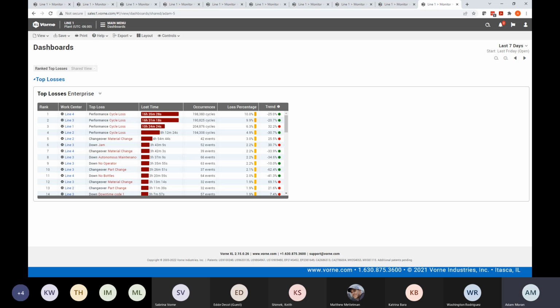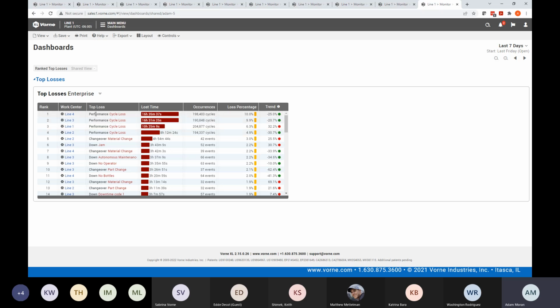The top losses visualization of our data allows us to take all of our sources of loss normalized by time. So, for example, we can compare apparently dissimilar sources of loss. In this case, we're looking at cycle loss compared to downtime events compared to quality loss. Very often we'll see on cycle loss that a tenth of a second lost time might not seem like that big of an issue. But when we apply that over 198,000 cycles, that can add up very quickly.